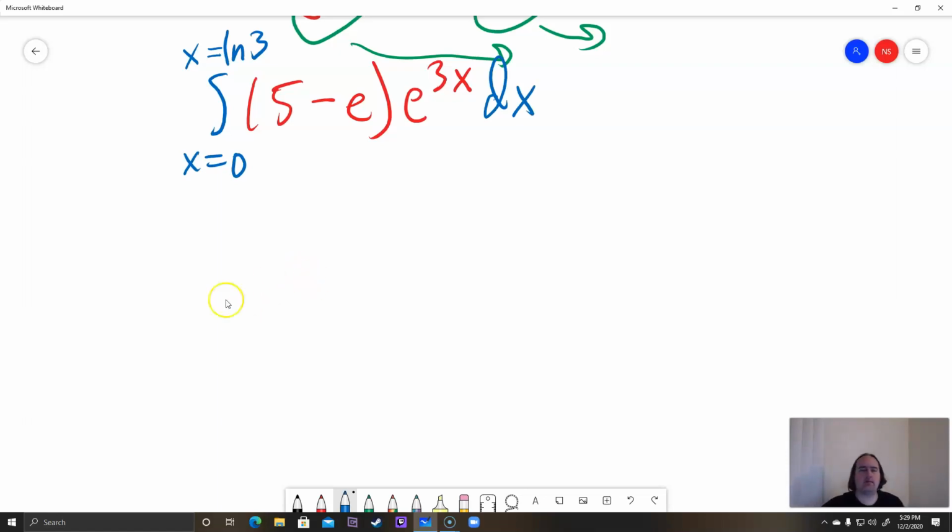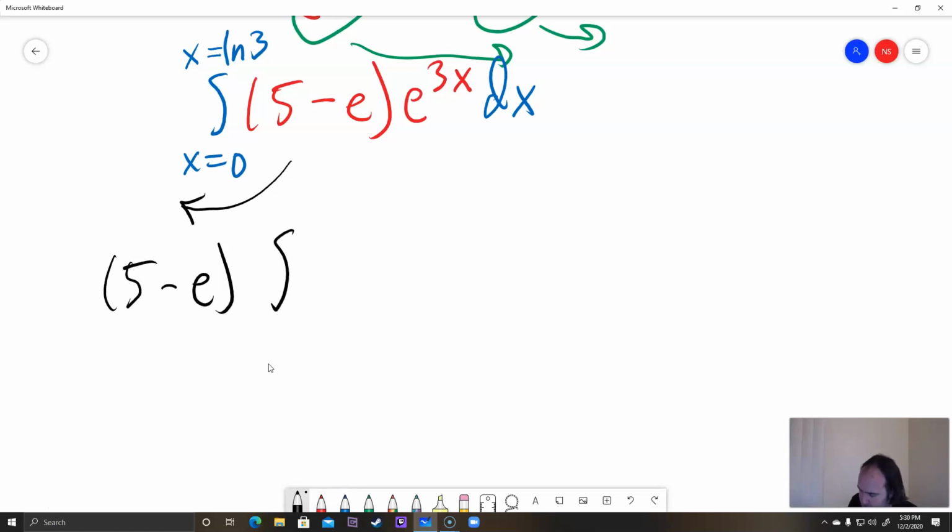And like I said, 5 minus e is a constant, so we can just factor that out front. So if we factor out the 5 minus e, we get 5 minus e times the integral of e to the 3x dx. And that's going from 0 to ln of 3. And once again, since we're integrating with respect to x, the other variable y is constant, but this one doesn't have a y in it, so we don't have to worry about it. But if it had a y, that y would be considered constant.